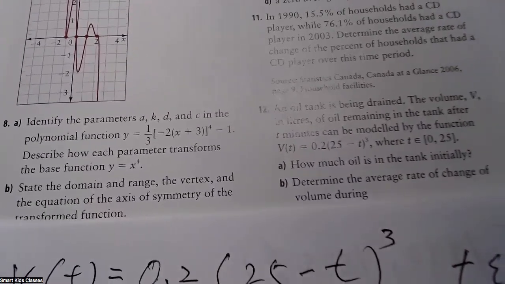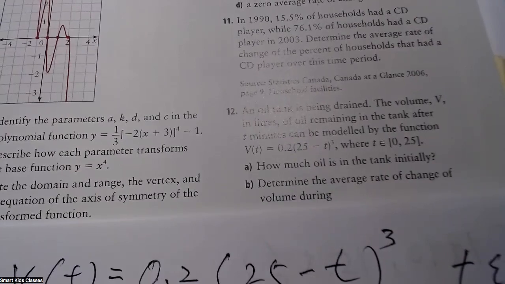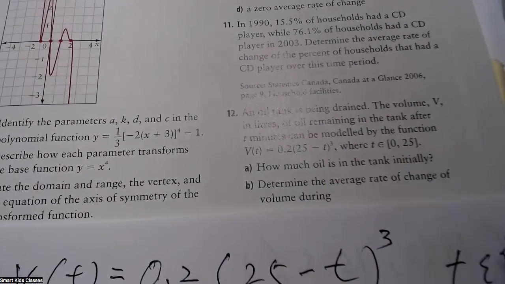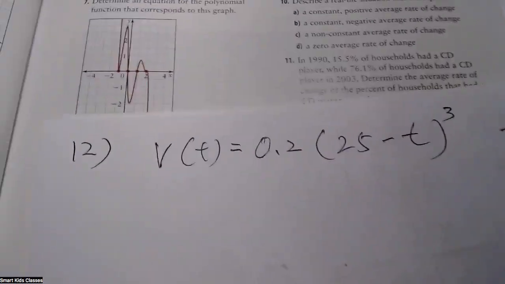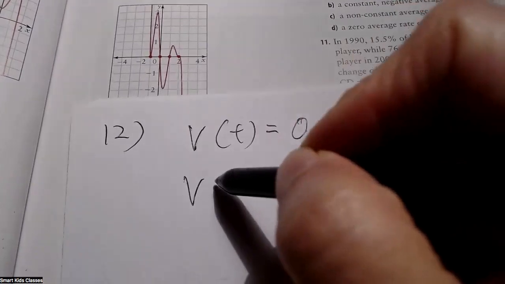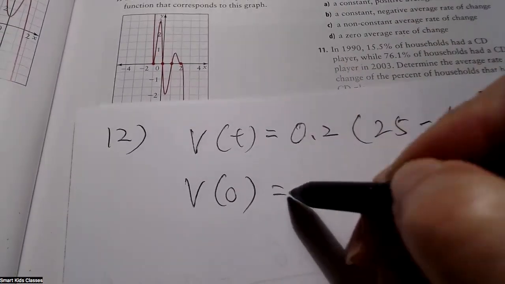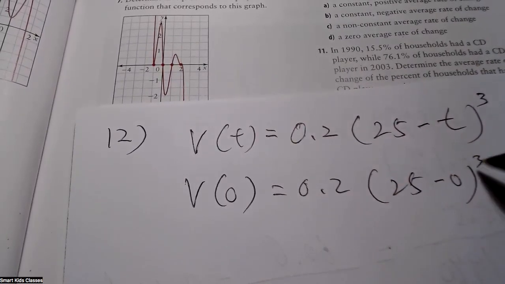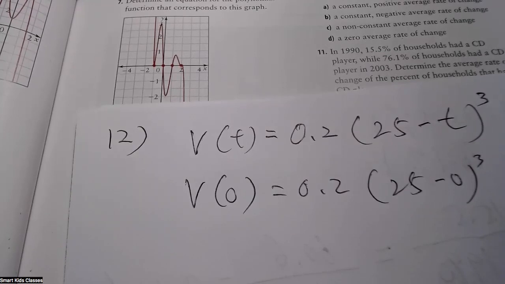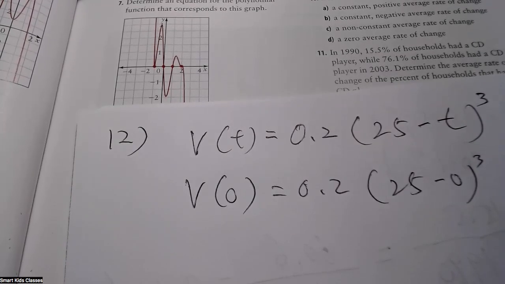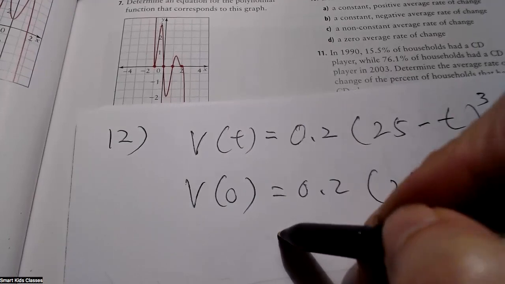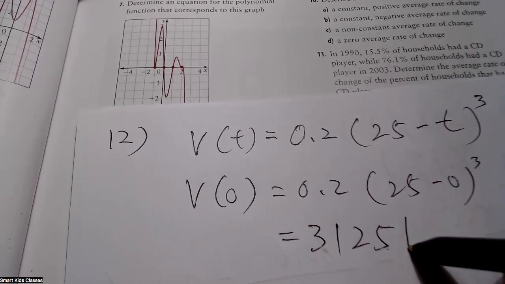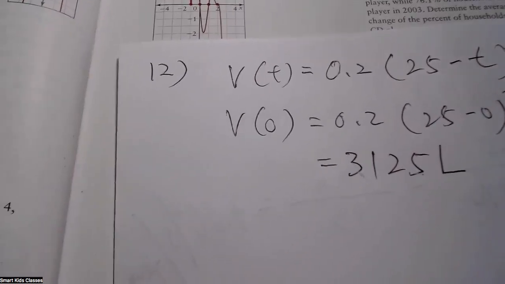We first solve for A. How much oil is in the tank initially? Initially means when the time is 0. So what is the volume? We put V(0) = 0.2(25 - 0)^3. You use the calculator to plug in, and you're going to get 3,125 liters. So that's for A.